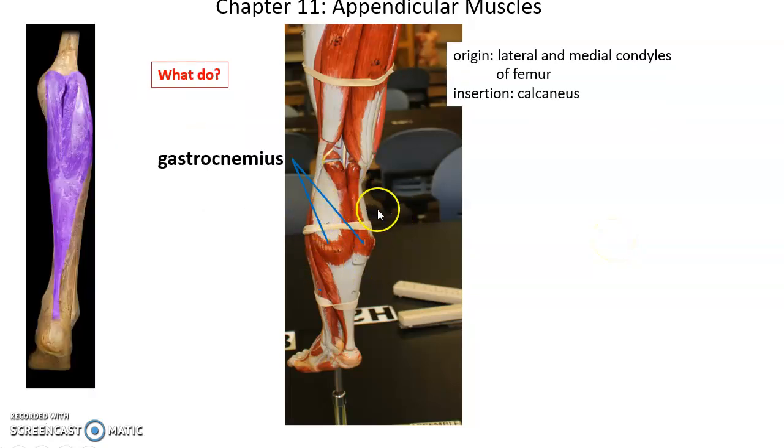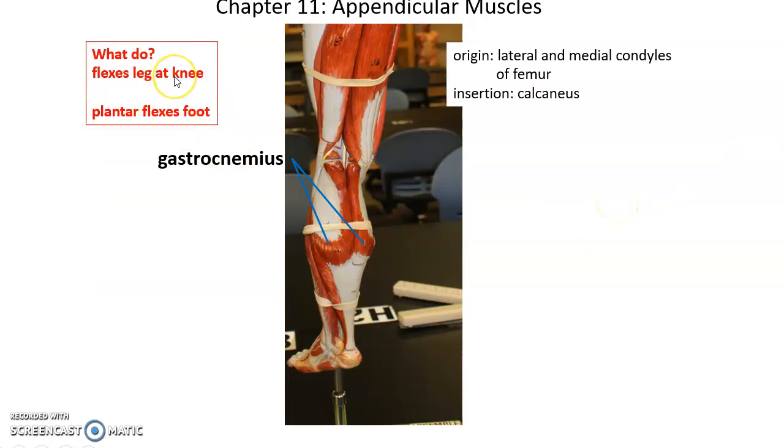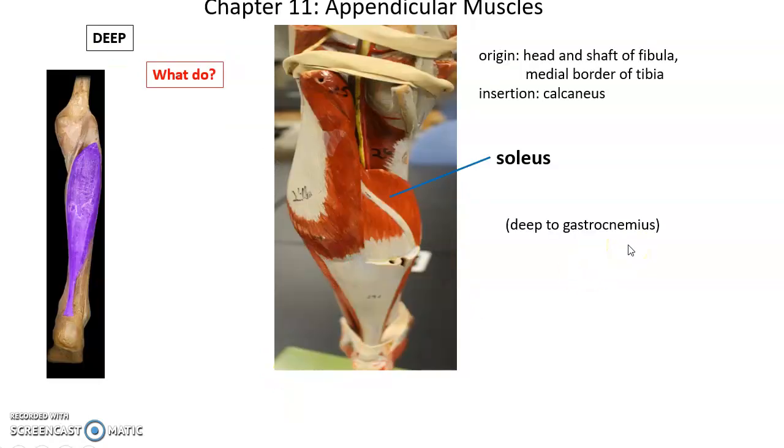On the back of the leg is this large double-bellied muscle called gastrocnemius. So here's gastrocnemius, calf muscle. Origins, lateral and medial condyles of the femur, and inserts into calcaneus, that heel bone. So it crosses 2 joints, knee joint and ankle joint. So it flexes the leg at the knee, helps to bend the leg at the knee, and also helps to plantar flex the foot. So move the foot downward, plantar flex the foot.